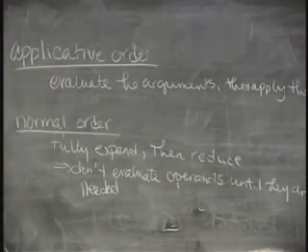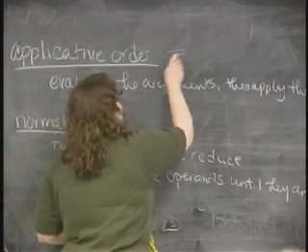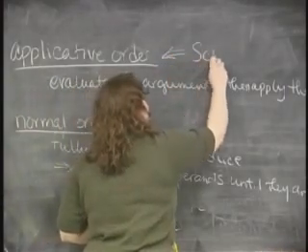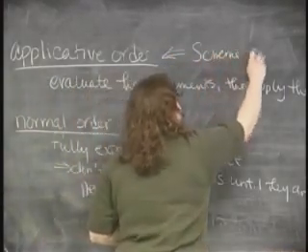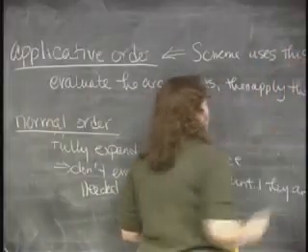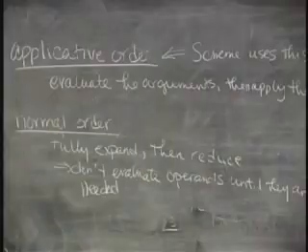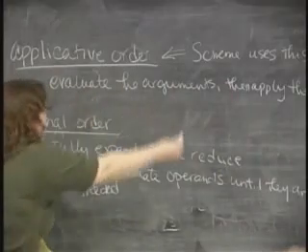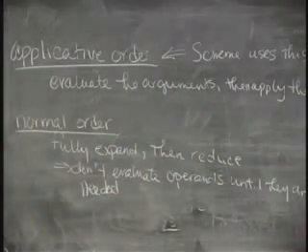Which one does Scheme do? Louder. Which one does Scheme use? Applicative, right. For the most part, except for special forms, special rules. So we evaluate everything in order. We're going to evaluate all of the sub-expressions, and then we do our application.